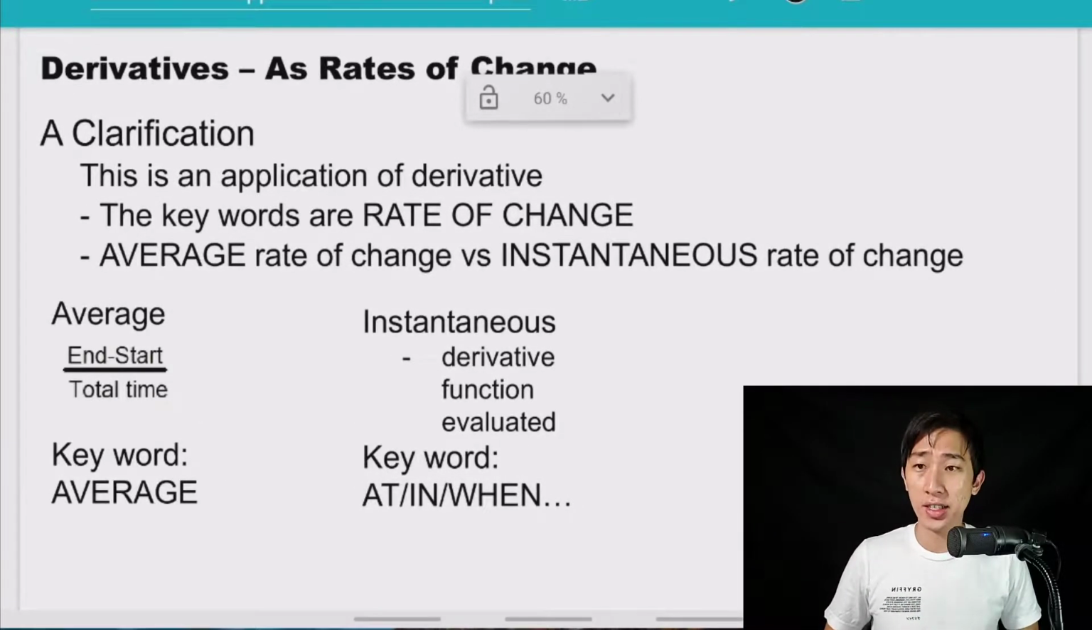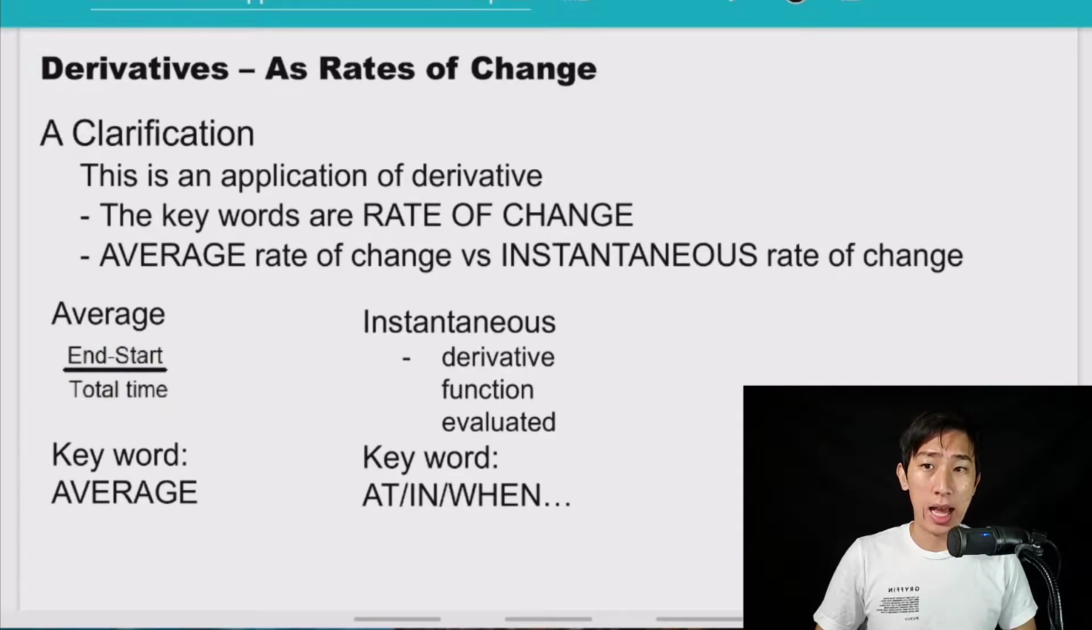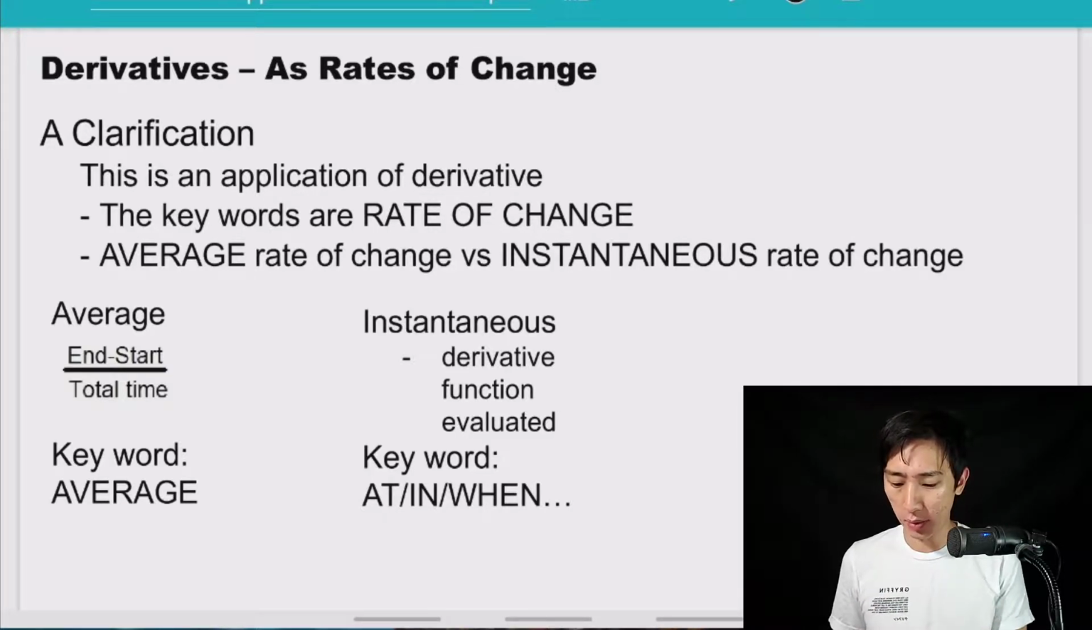As a clarification, one of the things we want to remember is that derivatives are rates of change, instantaneous rate of change. You guys know how to find rates of change. Rates of change in general are slope. So when I say average rate of change, that's where we have this equation here, where we're saying end minus start divided by total time.